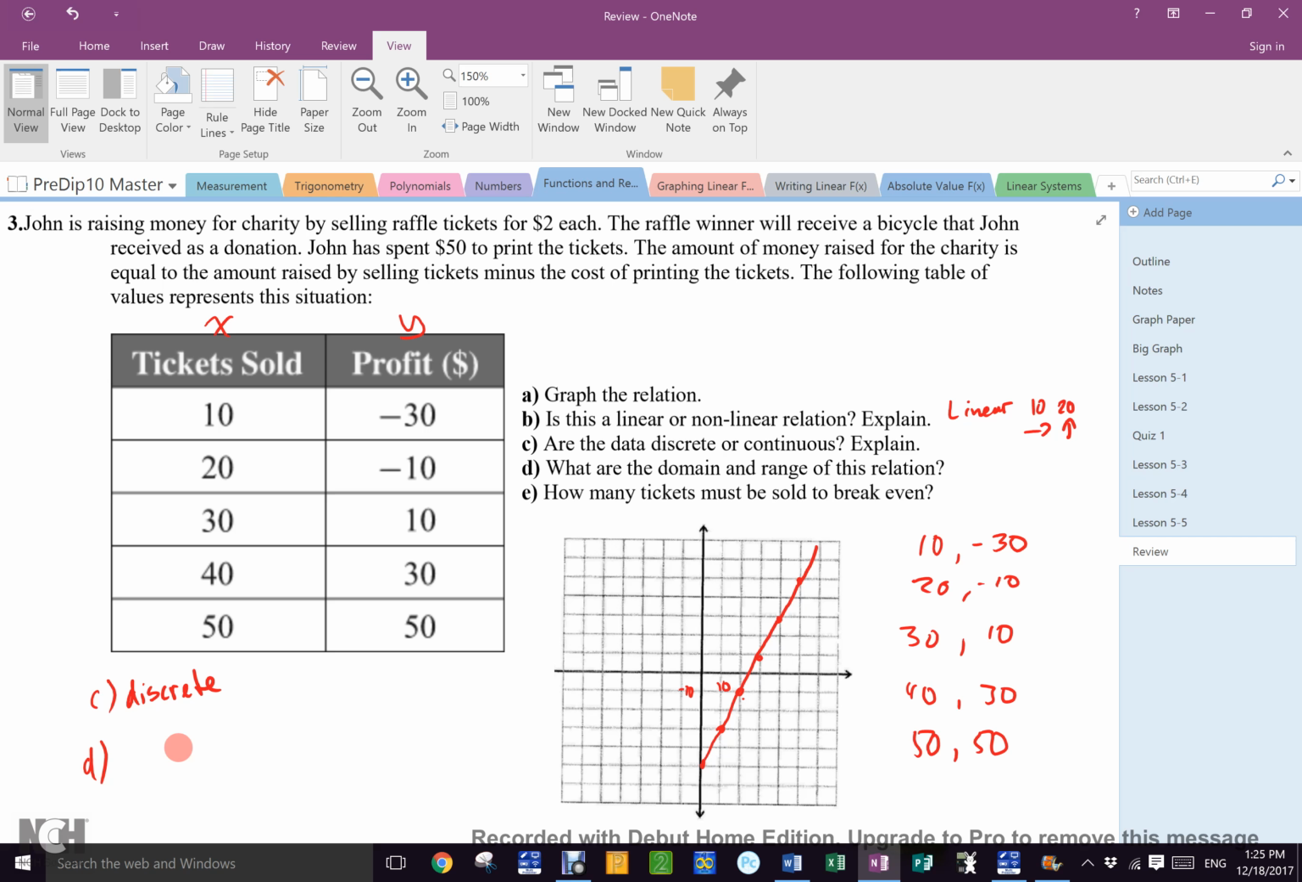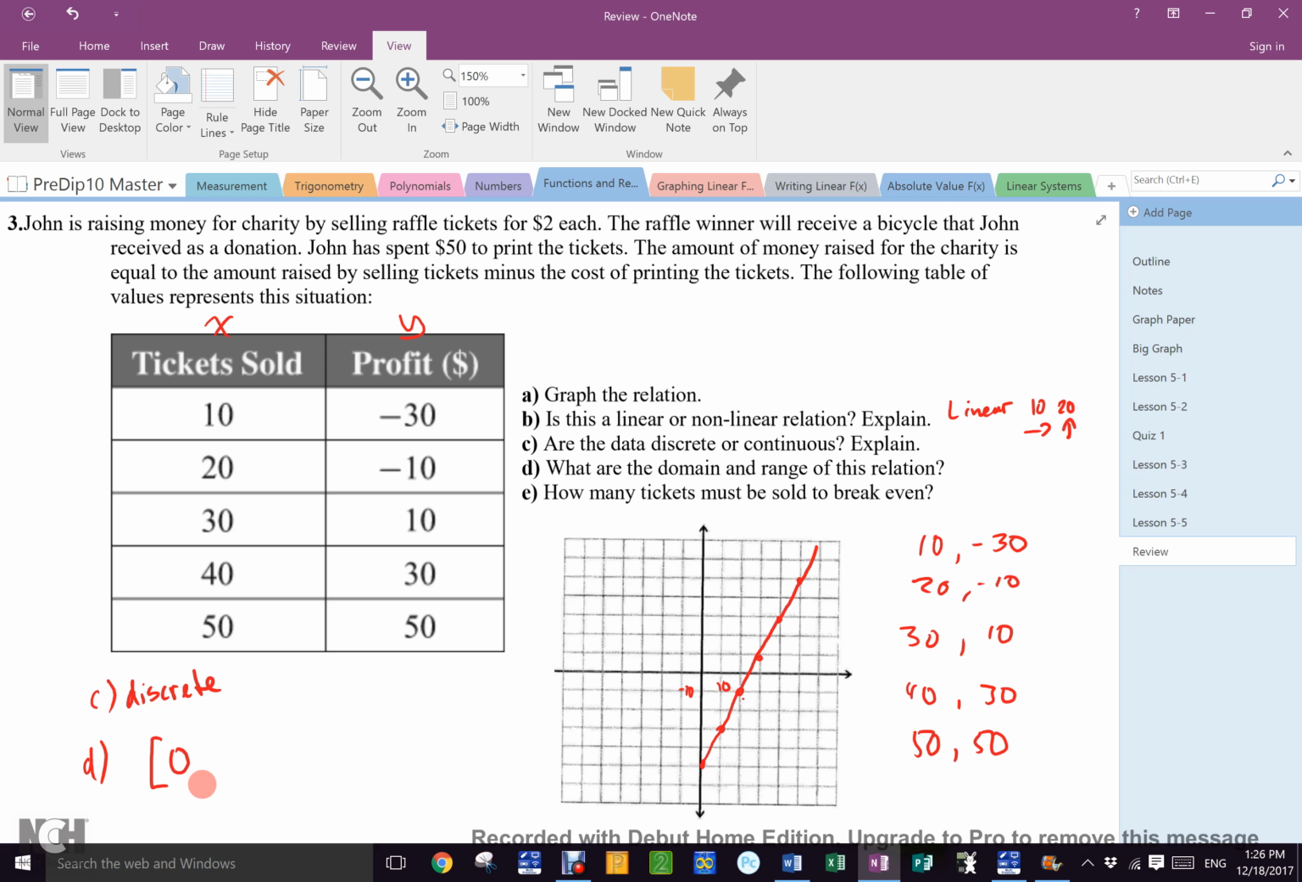Which is the domain? X-axis. Domain or the range? Which is the domain? X-axis. Great. So, okay, what are the possible values? What's the fewest amount of tickets I can sell? Zero. What's the most tickets that I can sell? Well, I mean, realistically or theoretically? All real numbers. Can I sell an infinite amount of tickets? You had an infinite amount of time and tickets.